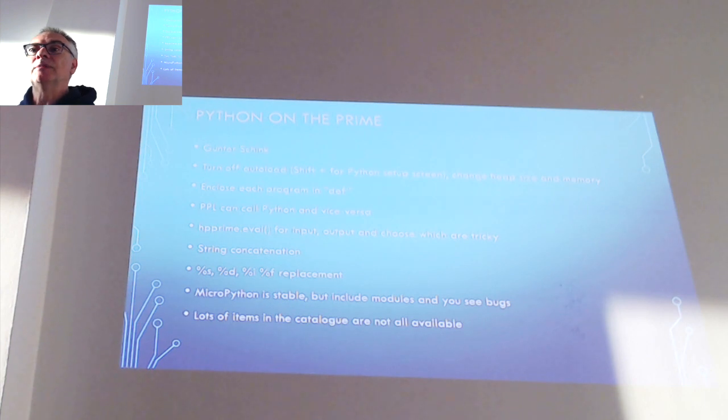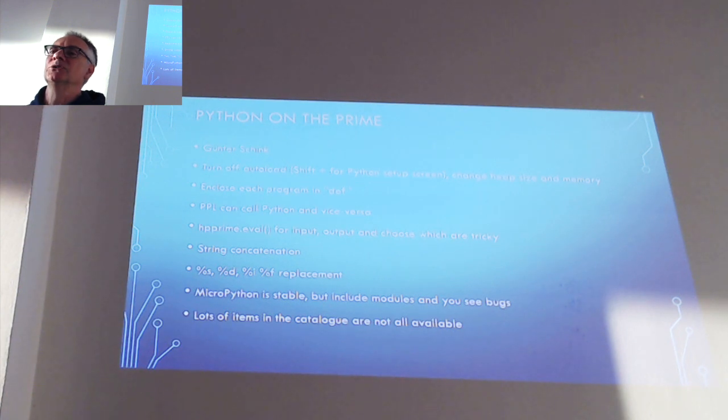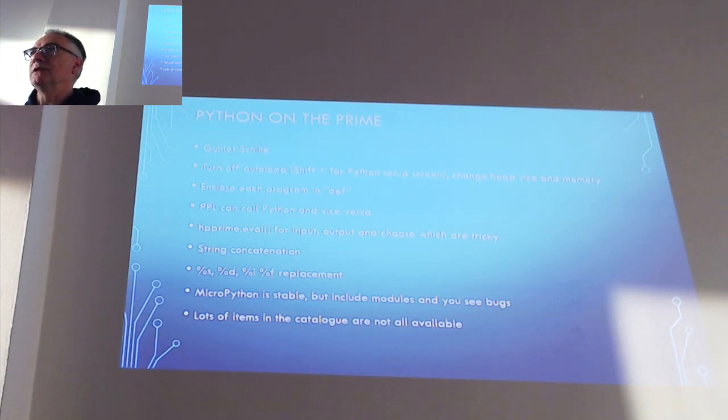Gunter talked about Python on the Prime. He's banging his head at Python on the Prime in its current form. There are all sorts of things that you can do to make it work better, like turn off auto load, change the heap size, change the memory size. He recommends that you put every program in a def so that they can be called independently. You can call HP Prime eval to call out to PPL functions, backwards and forwards and that sort of thing. It's a bit clunky. And there's some other things. It's got things like string concatenation and stuff.